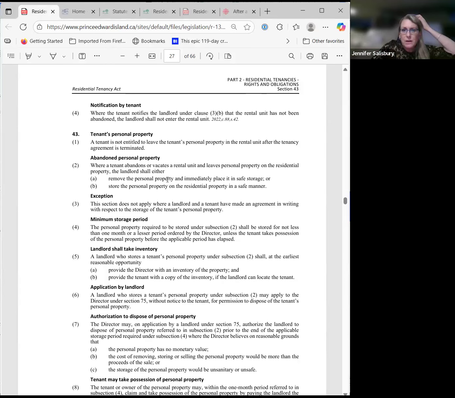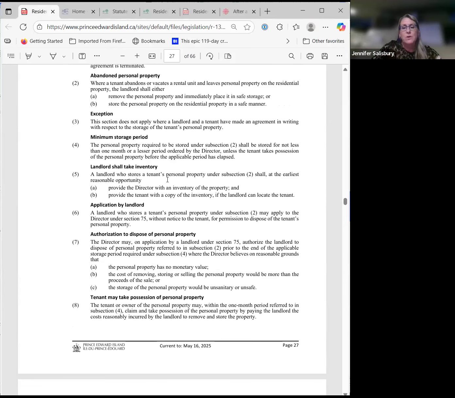Okay, minimum storage period. A personal property of the tenant required to be stored shall be stored for not less than 1 month unless the tenant takes possession of the personal property before the applicable period has elapsed. So basically, the landlord's got to store it for 1 month. And then once the landlord has stored the personal property of the tenant, the landlord is supposed to provide an inventory of everything that's in storage and provide the director of the residential tenancy branch, and the tenant, with a copy of the inventory if the landlord can locate the tenant, saying, here's all the stuff I have for you.